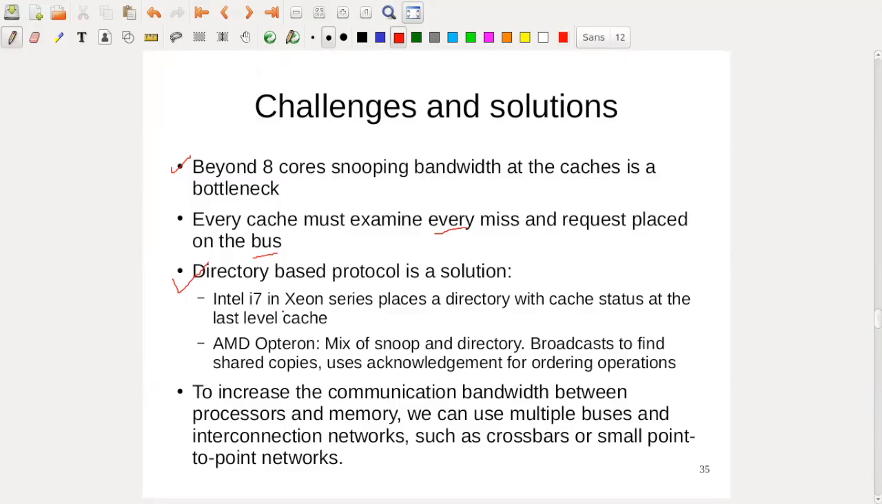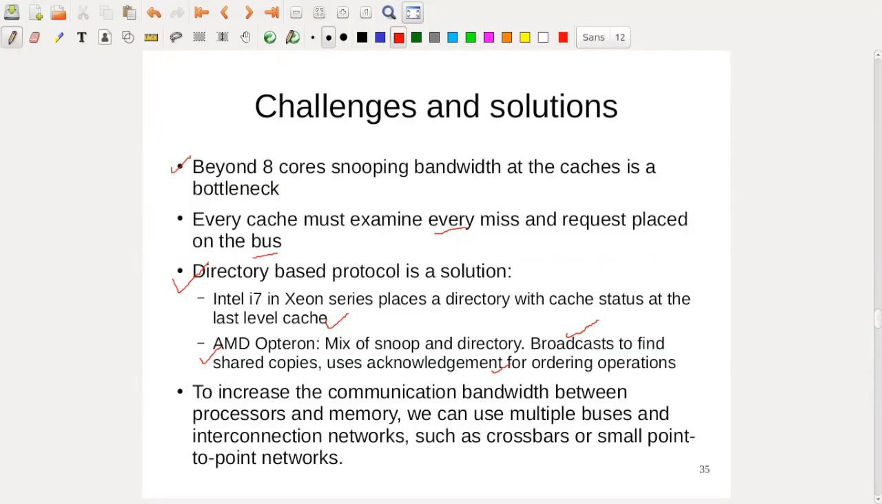The Intel i7 in the Xeon series has this directory-based protocol. It maintains a directory with the cache status at the last level cache, and all the processors will look at this directory. AMD Opteron uses a mix of the snoop and the directory based mechanism. It tries to use the broadcast mechanism to find if there are any shared copies in other cores, but it also uses an acknowledgement based mechanism to figure out the ordering of the writes or the reads. So it uses a mix of both of them.